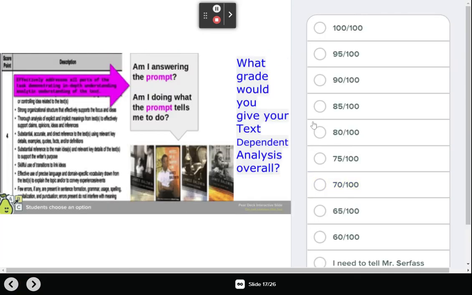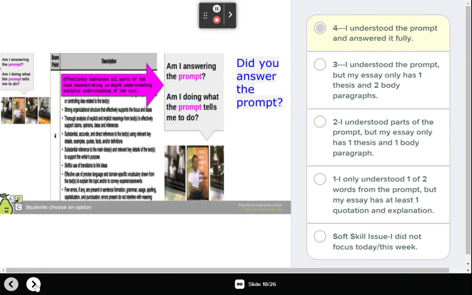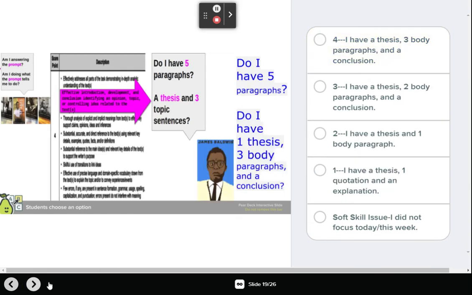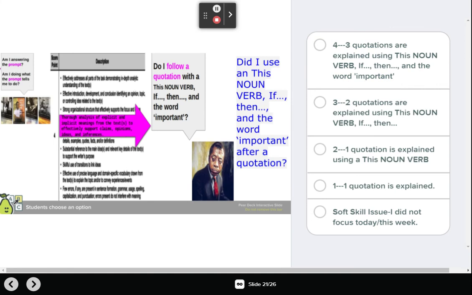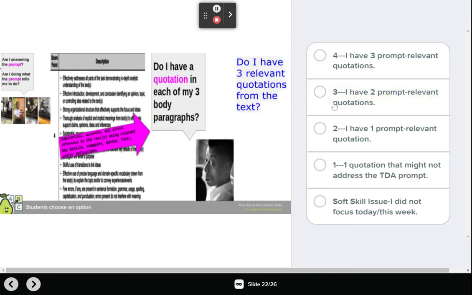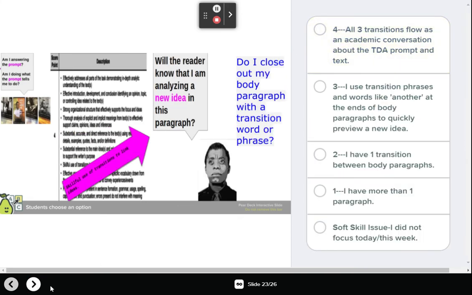Oh, I think I answered the prompt just perfectly, you might say, right? Did I answer the prompt? I sure did. I used the exact language of the prompt. Do I have 5 paragraphs? Well, I didn't earlier. I only had 2, right? The thesis and the first body paragraph, so I can't give myself full credit there. Do I have a thesis? I do. Do I have a topic sentence and a body paragraph to go with it? Did I use this noun verb after a quote? I did. Did I use the word important? No, but I did use if and then. Should be okay. Do I have 3 relevant quotations? I do. I just got to put the other 2 in paragraphs.